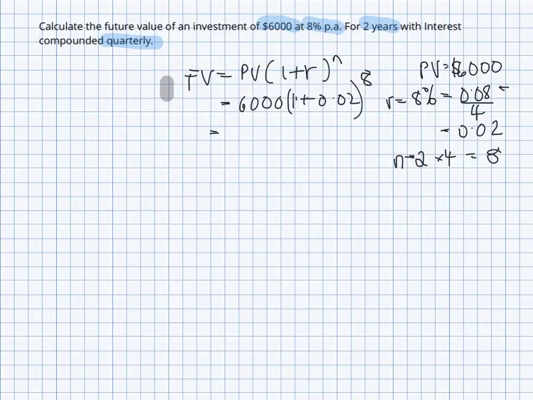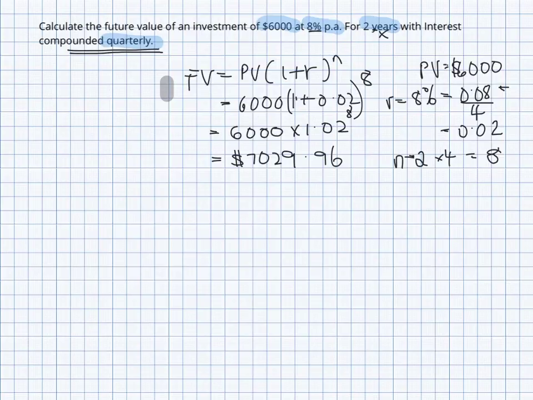And with that, I can simplify 0.02 to the 8. I put that into my calculator and I end up with $7,029.96. So the key ones with these, work out how many times it's compounded per year, divide the rate by that number, multiply the time by that number.